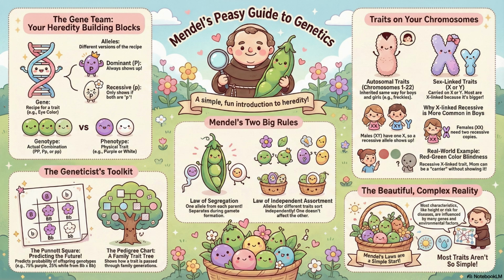Well, it's not universally true because of recombination, or crossing over. During prophase I of meiosis, chromosomes can literally swap segments. So if two genes are located really close together on the same chromosome, they're likely to be inherited together. They're linked. They do not assort independently.